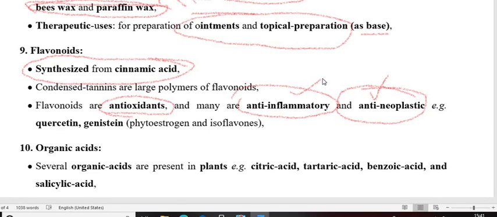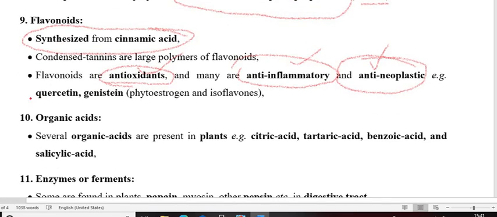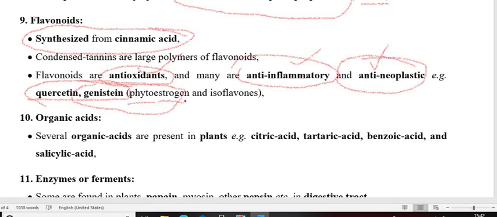Flavonoid is also used against inflammation, and is going to reduce the reactive oxygen production. So the best examples under the flavonoid are quercetin and genistein. These two are very good examples of the flavonoid, whereas genistein is a phytoestrogen. Phyto means plant, and the estrogen you already know about. So genistein is a phytoestrogen and a flavonoid.